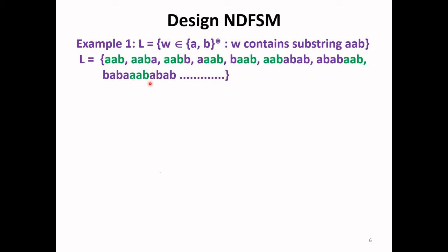We have already designed a DFSM for the same language, wherein from each state there will be one compulsory transition for each alphabet symbol A and B. Let us see how to design a non-deterministic FSM for this particular language. The first string of this language is AAB. The length of the string is 3. So, the minimum number of states needed is 4.